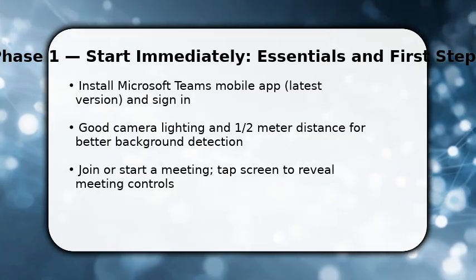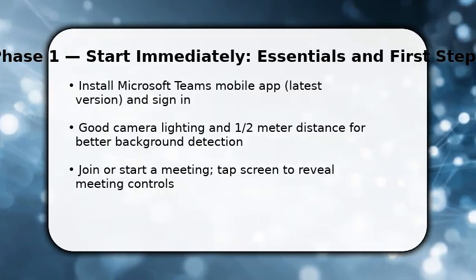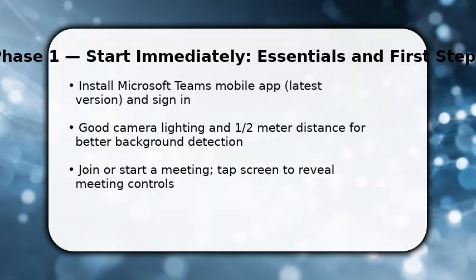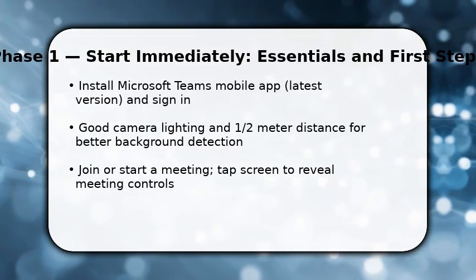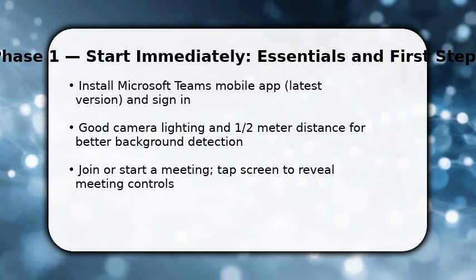You need the Teams app updated and signed in. Once ready, join the meeting. Tap the screen to show controls because the background options hide until you do. Next, find the 3 dots or More Actions icon.